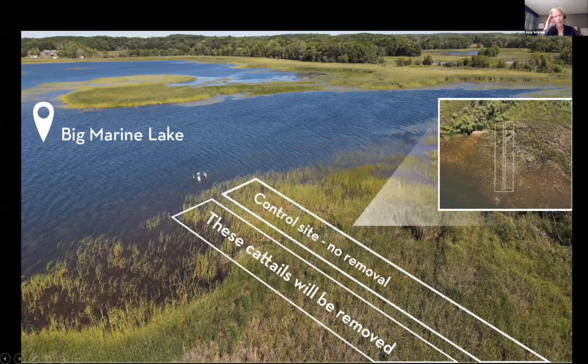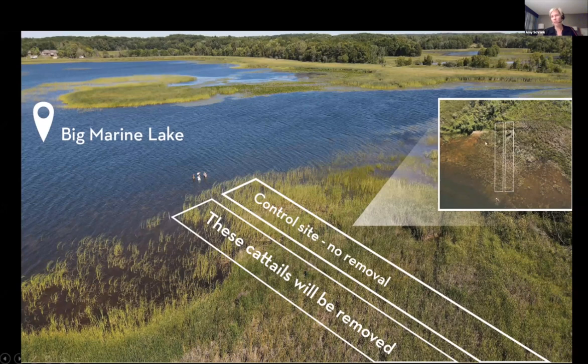And we used a specific experimental design called a BACI design, which stands for before after control impact, which I'll explain in a minute in the next slide. But the idea is we went to each lake. This is an example from Big Marine, and we chose 2 sites or 2 plots, a control site where we did not remove cattail, and then a cattail removal site. And what we wanted to do was measure the variables that we cared about at these 2 sites, both before and after cattail removal. So cattail removal was our impact in this study.